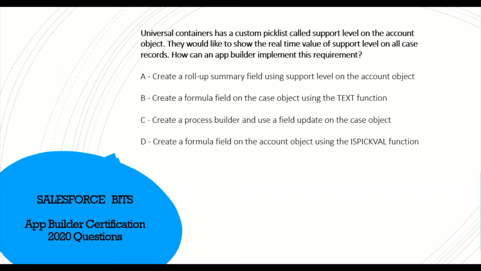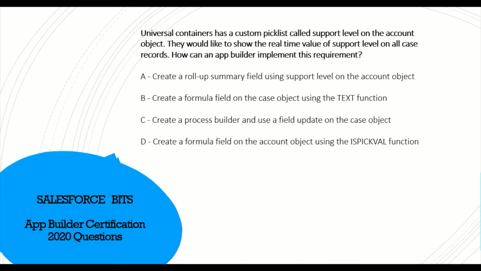And the second one, create a formula field on the case object using the TEXT function. Yes, this is one of the probable answers, but let's check the other two. Create a process builder and use a field update on the case object. Yes, this is also one of the possible options. We'll see in the end. And D, create a formula field on the account object using the specialist value. Now, why would you create it on the account object when you have to show it on the case object?